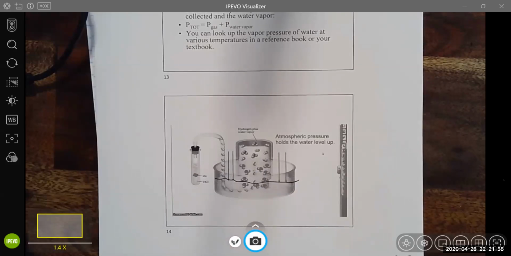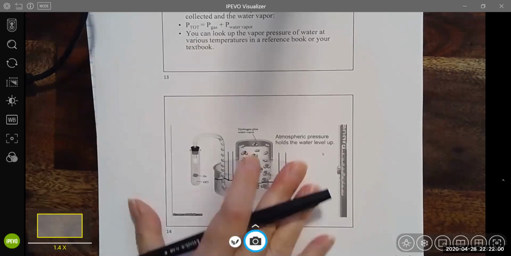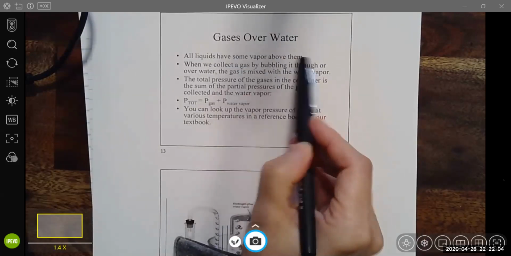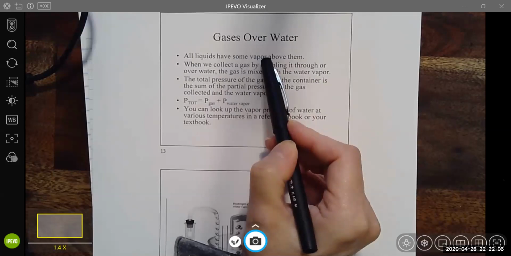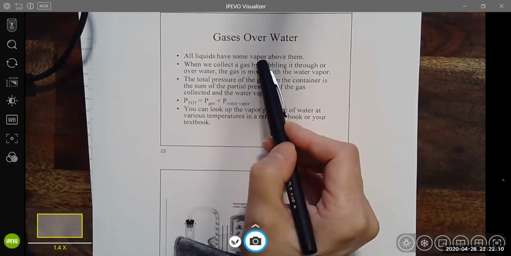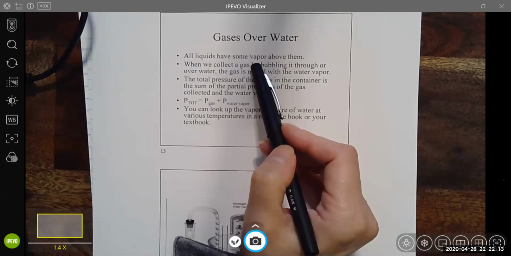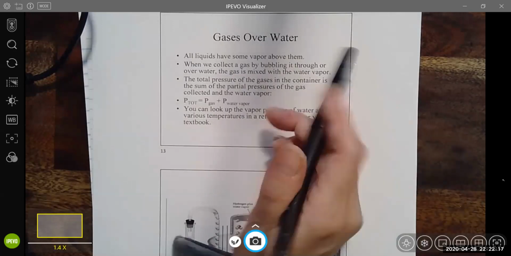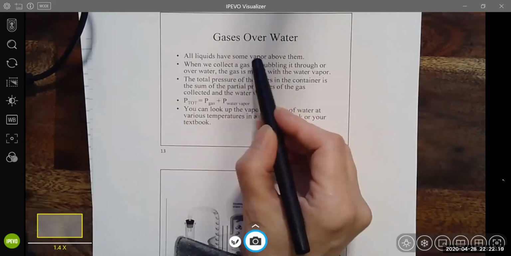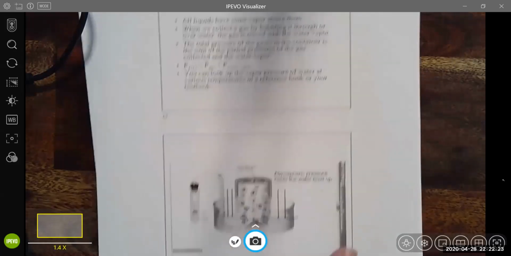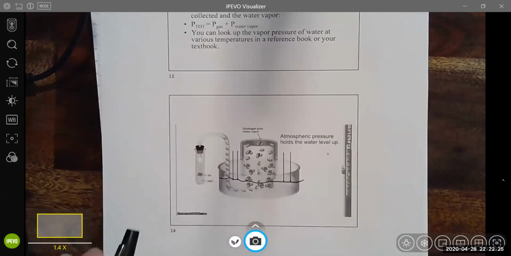Now, the problem is that what it says up here: all liquids have vapor above them. The word vapor is just another word for gas. But when we use the word vapor in chemistry, we usually mean a gas that was recently a liquid. So think of the word evaporate, right? It has the word vapor in it, evaporate. And so as the liquid evaporates, it goes into the gas phase. And we usually call that the liquid's vapor.